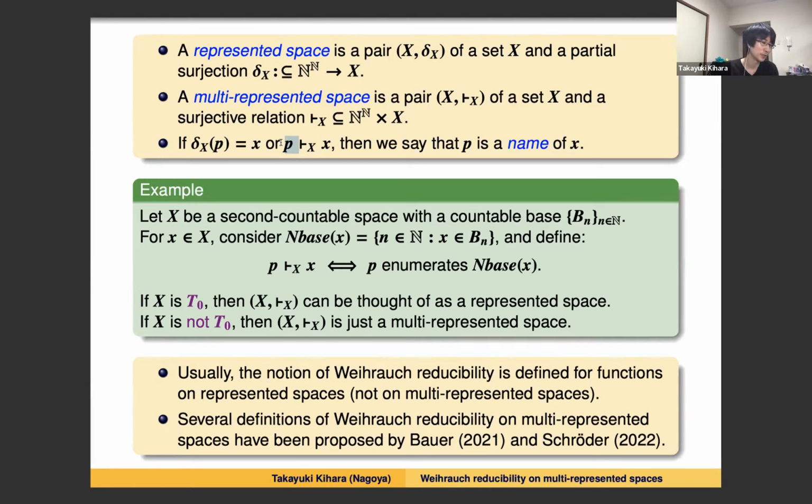In the context of computable analysis, it is called a multi-represented space. But this notion is also used in other areas like realizability theory. In the context of realizability theory, it is also called an assembly.